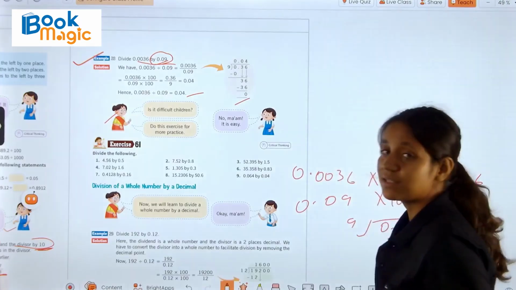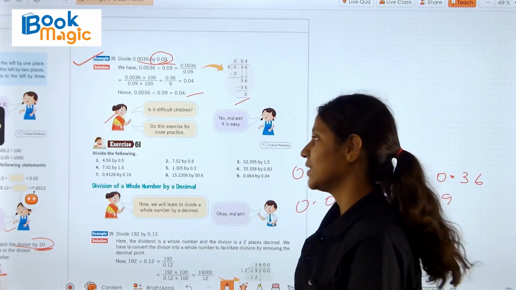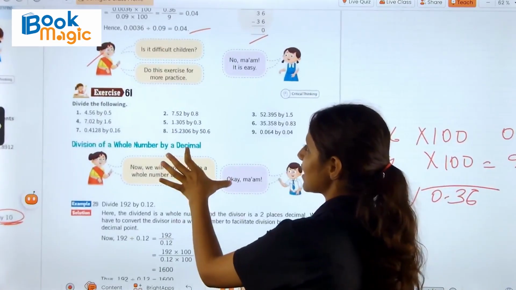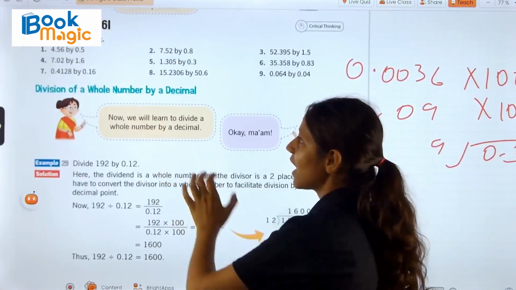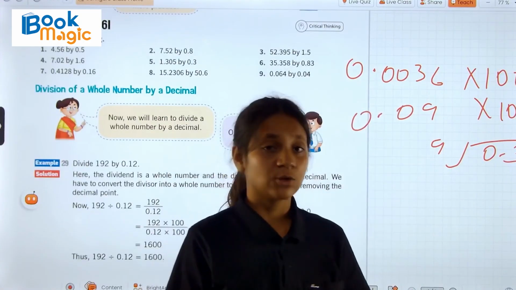Now the teacher is saying, is it difficult, children? Then the student replied, no ma'am, it is very easy. Then the teacher said, do this exercise for more practice. Exercise 6I, divide the following. The first part is 4.56 by 0.5.